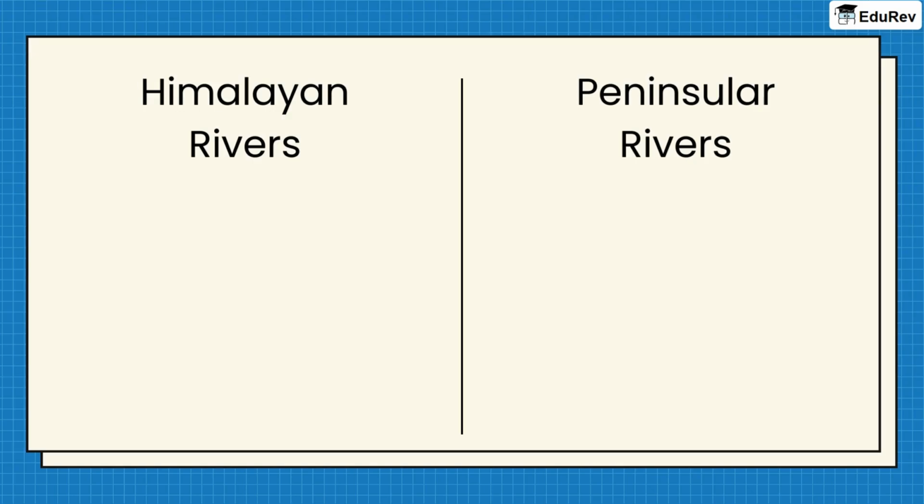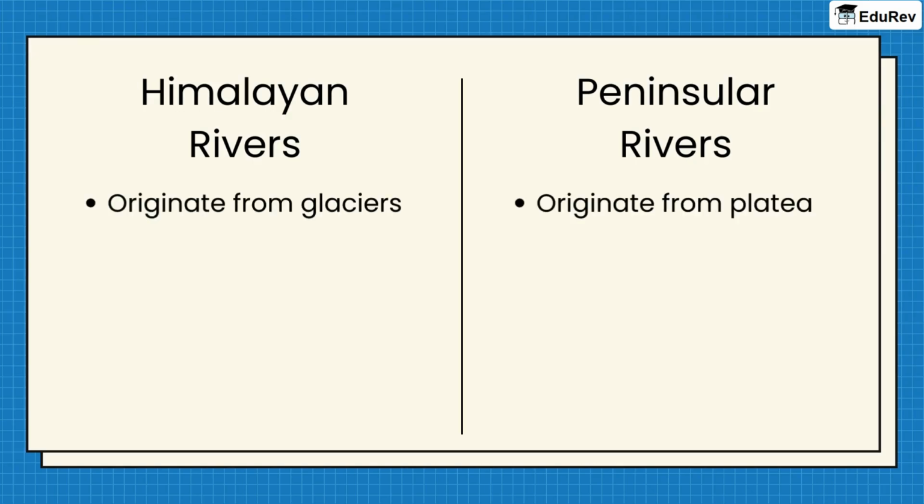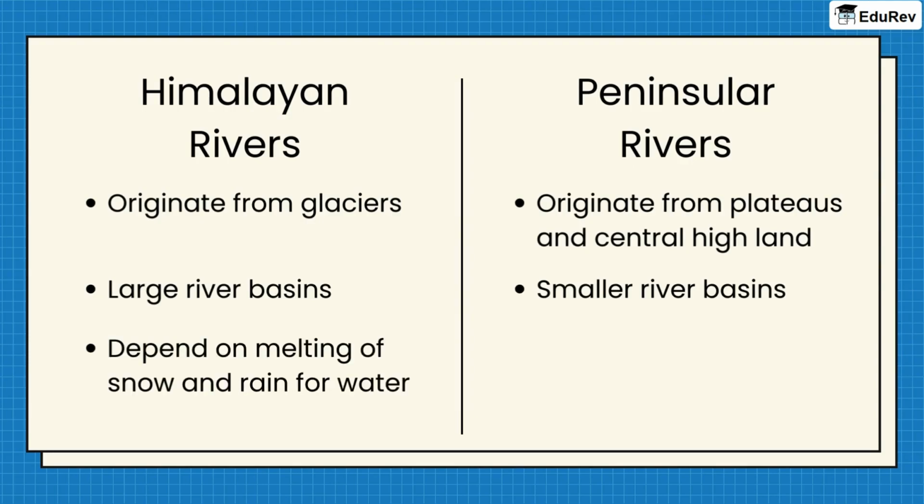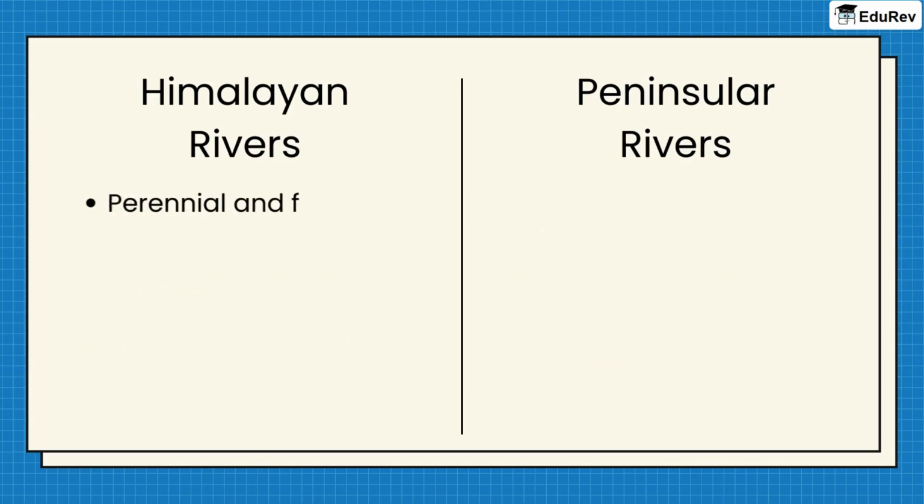Himalayan rivers originate from glaciers, peninsular rivers originate from plateaus and central highland. They have large river basins. They have smaller river basins. Himalayan rivers depend on melting of snow and rain for water. Peninsular rivers depend majorly on rainfall. These rivers are perennial and flow throughout the year, whereas these are seasonal rivers.